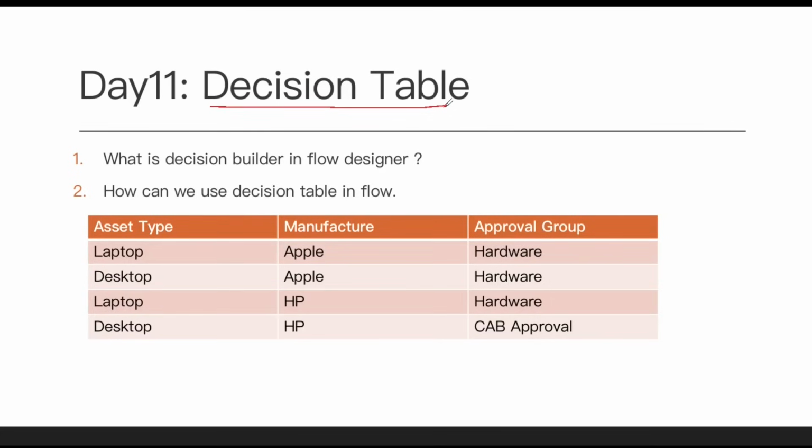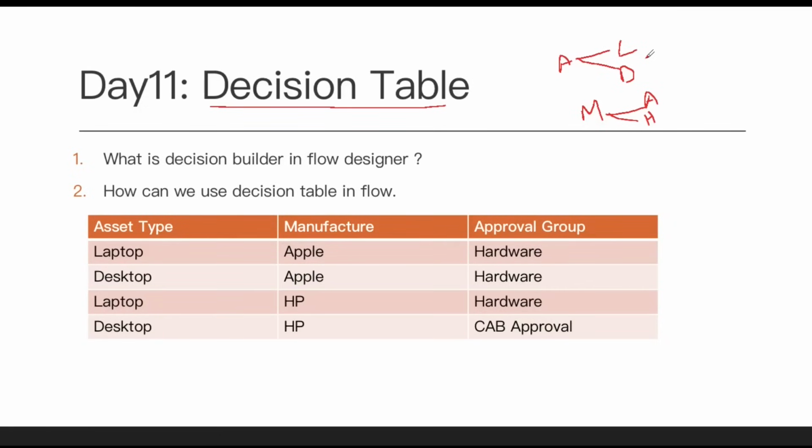In Flow Designer, the decision builder helps you to make a decision based on certain inputs. So let's understand an example. Let's say that you have an asset type called laptop and desktop, and then you have another field called manufacturer, which is Apple and HP. So you have a manufacturer called Apple and HP, and an asset type called laptop and desktop.